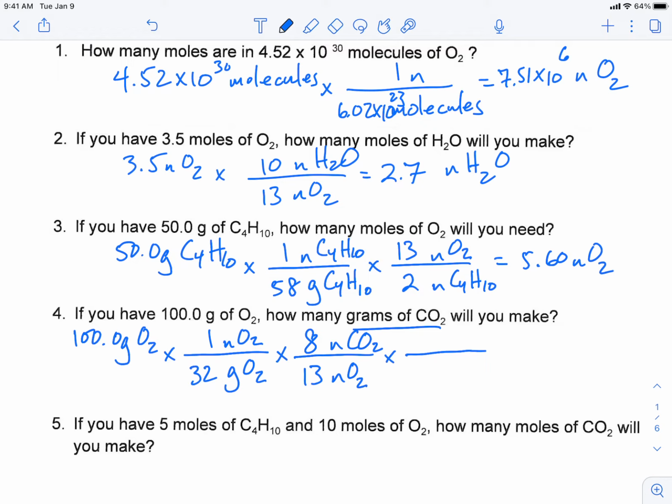Next, we convert from our moles of CO2 to grams of CO2. Moles of CO2 need to go on the bottom, so our units cancel. Grams per mole tells us we're using molar mass, and for CO2, that's around 44 grams. Multiplying the numerators and dividing by the numbers in the denominator, we get around 84.62 grams of CO2.